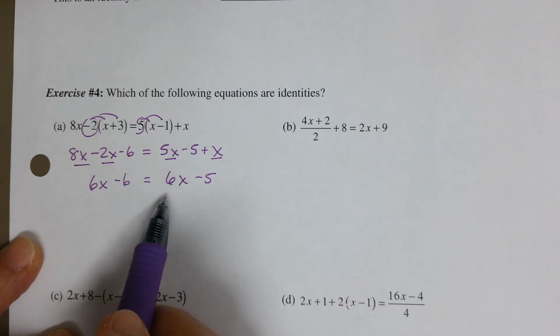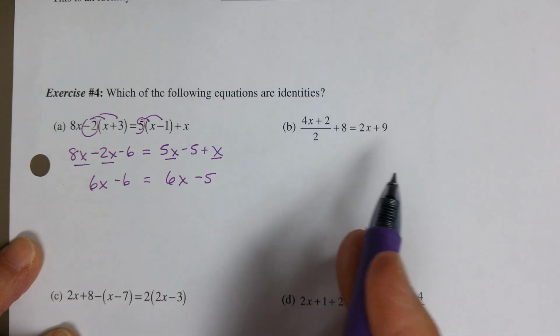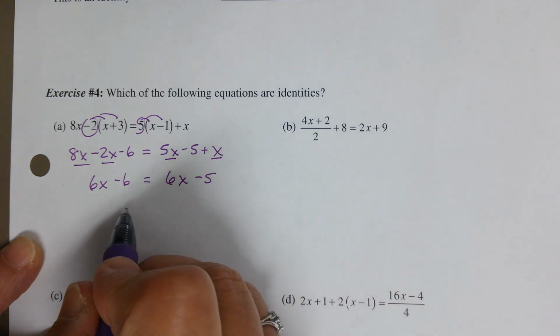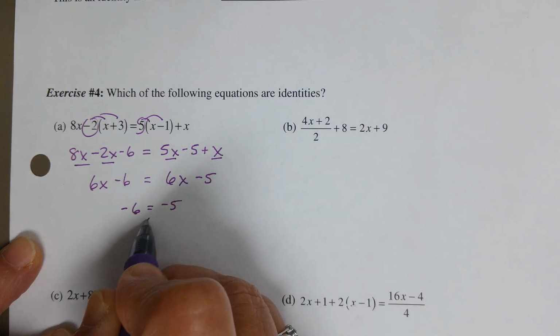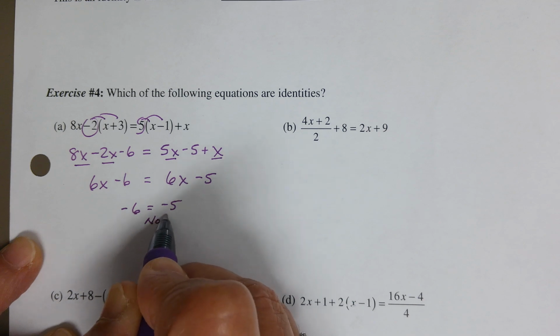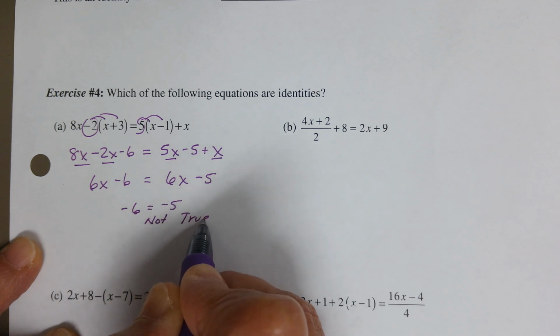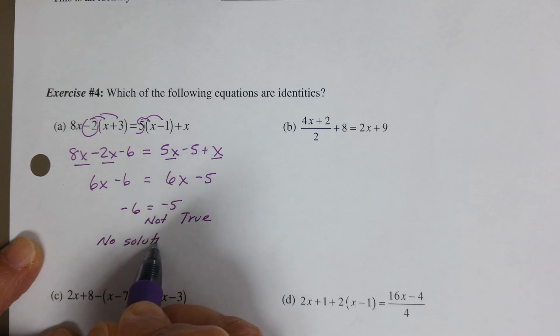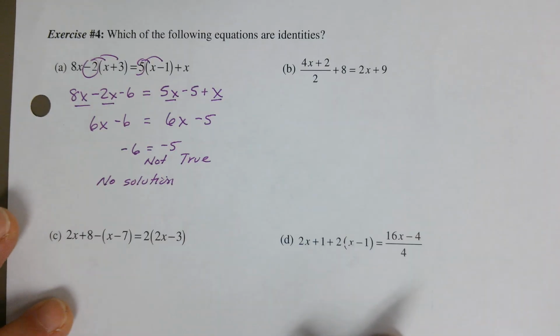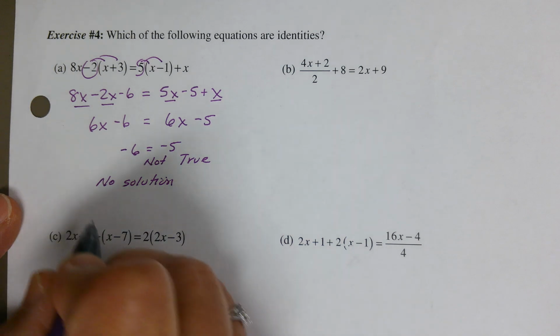All right. If I continue and subtract 6x from both sides, we see that our x's cancel out, and we are left with negative 6 equals negative 5. This is not true. So there would be no solution here if we were asked to solve it. This is not an identity.